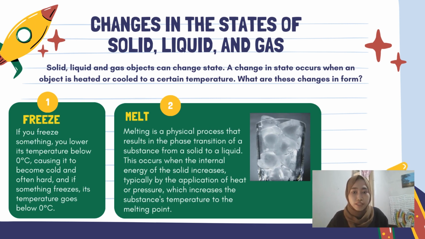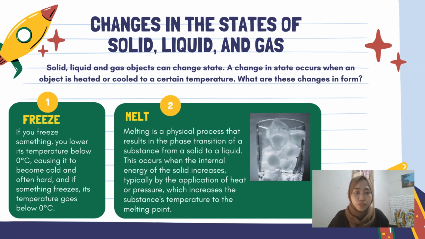Okay, the first is the changes in the state of solid, liquid, and gas. Solid, liquid, and gas objects can change state. A change in state occurs when an object is heated or cooled to a certain temperature. What are these changes in form?